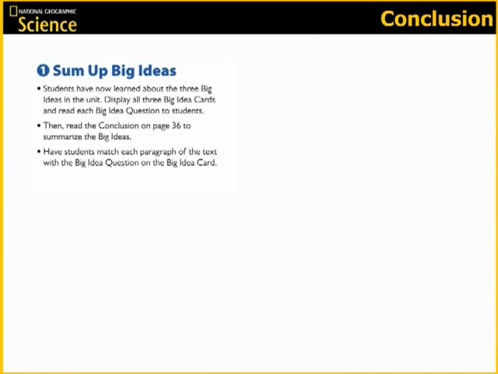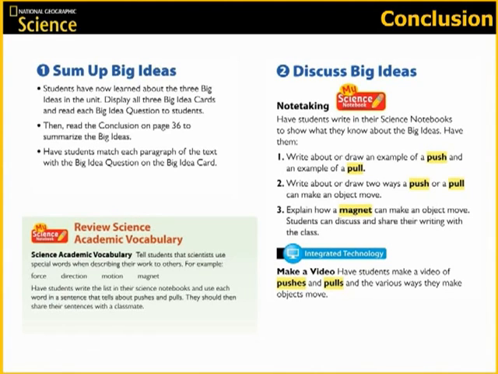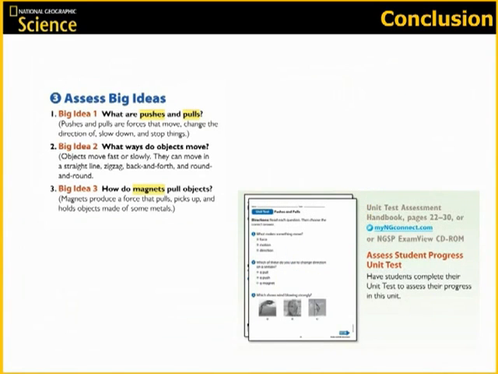After you've completed all chapters in the unit, the last lesson is the conclusion. Here, students will sum up the big ideas by reading a conclusion and matching the information to each big idea. Next, students will discuss the big ideas after writing about what they've learned in their science notebooks. A review of science academic vocabulary is provided in the teacher wrap, which is another opportunity for students to use their science notebooks. And this is also a time to assess students on the unit content.